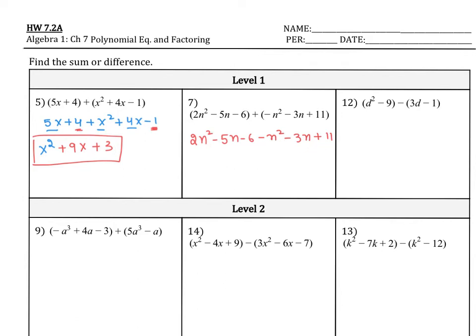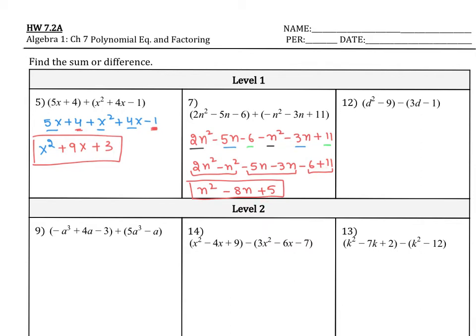You're combining the like terms, so 2n squared, negative n squared, negative 5n and negative 3n. And then lastly, you're combining negative 6 with plus 11. So combine 2n squared minus n squared as n squared. Negative 5n minus 3n is negative 8n. And negative 6 plus 11 is 5.